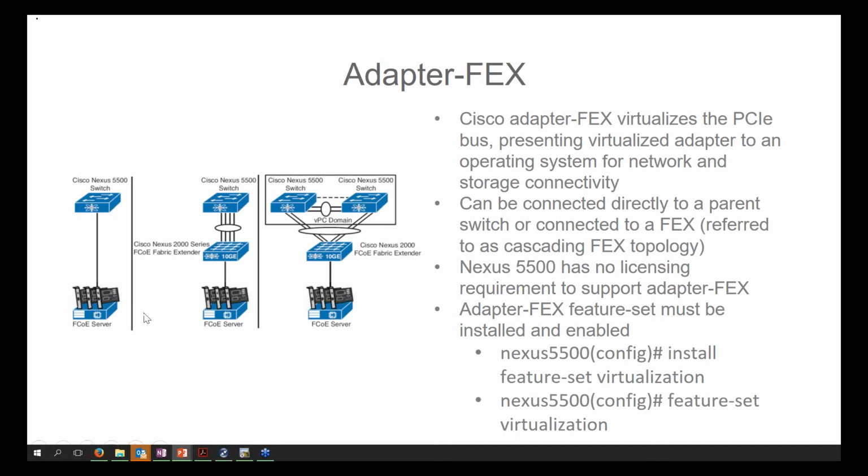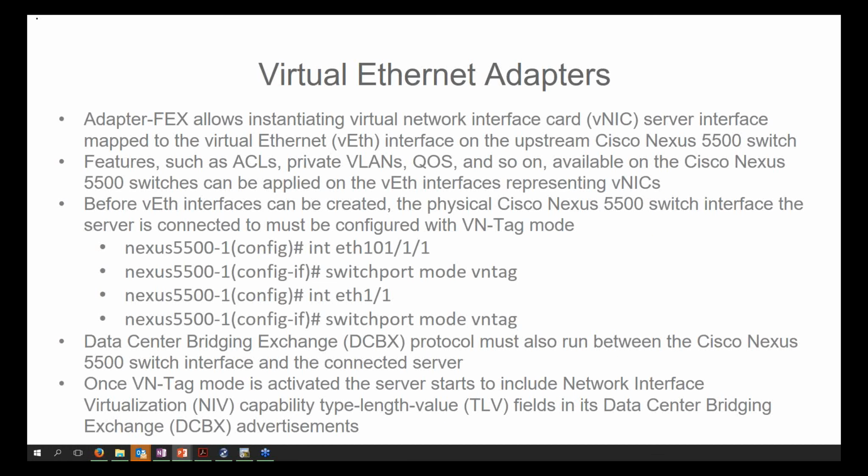And this virtualization allows you to have your FCoE server connected directly to the parent switch, connected to a FEX, connected to a straight-through port group to a single switch, or to the VPC domain. The Adapter-FEX allows the instantiating of virtual network interface cards to the server interface mapped to a virtual Ethernet interface on the upstream switch. This enables you to create features such as ACLs and private VLANs.